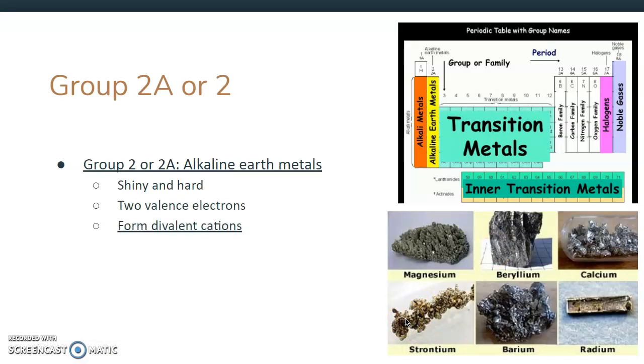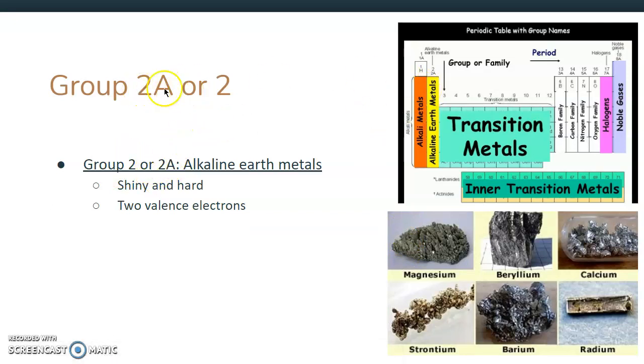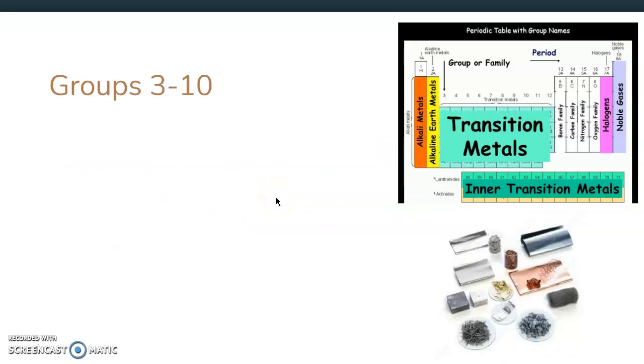They have 2 valence electrons because they're in group 2 or 2A. The easiest way to learn about our valence electrons is to use the 2A. So we have 1 valence electron, 2 valence electrons. They form divalent cations. That means they give up those 2 electrons to other elements to become stable. So they're a little less reactive than our alkali metals because we need to get rid of 2 valence electrons, not just 1, but they still are very important.